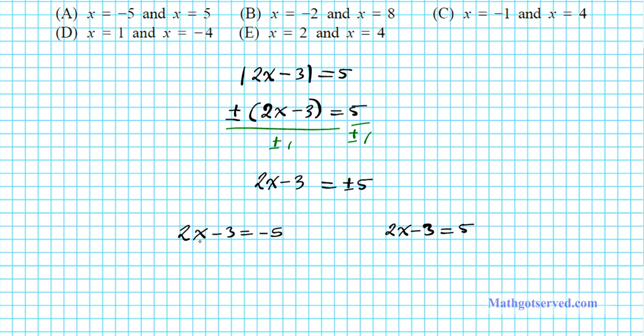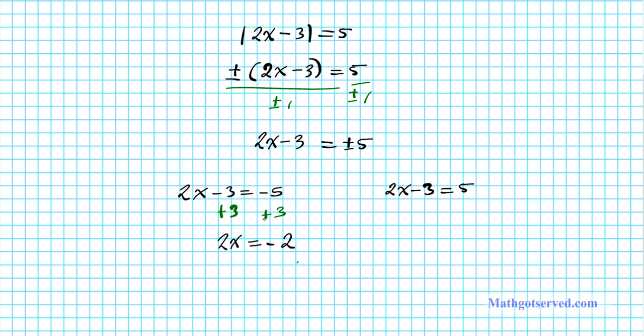Let's go ahead and solve this. This is a two-step algebraic process. We're going to add 3 to both sides and divide by 2. So add 3, and that gives us 2x equals -2. Remember, when you're combining numbers and the signs are different, you subtract and keep the sign of the bigger. Divide both sides by 2, and then you have x equals -1. That's your lower boundary point.